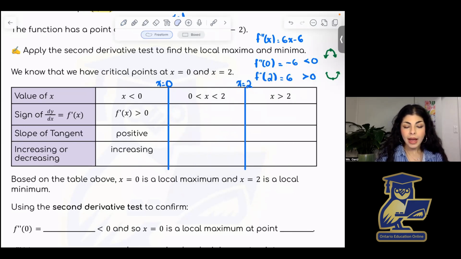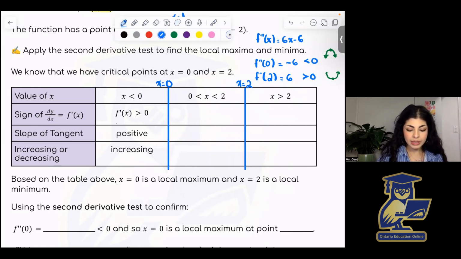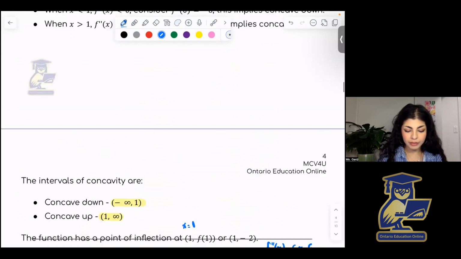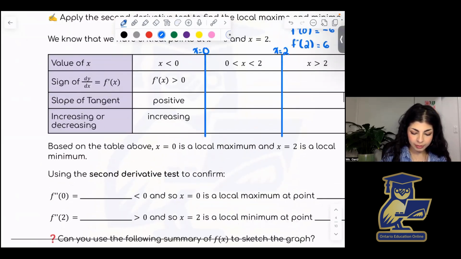Okay, now the spaces in between are going to be the intervals. So here it's x is less than 0. Here is x is between 0 and 2 exclusive, so we don't actually count these 2 points. And here we have x is greater than 2. So first we interpret the first derivative. And again, you're just going back to your definition of f prime of x, which was 3x squared minus 6x. So I'll maybe write that for you.